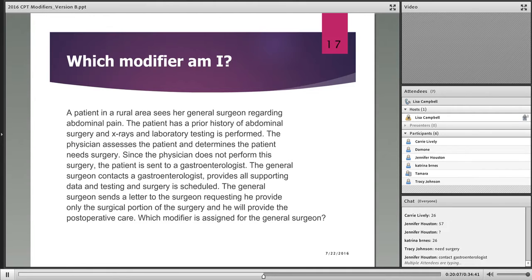So it's two surgeons here. You guys notice that? There's two surgeons. He will provide the postoperative care. So the first surgeon, who was called the general surgeon, will provide the postoperative care. So which modifier is that?